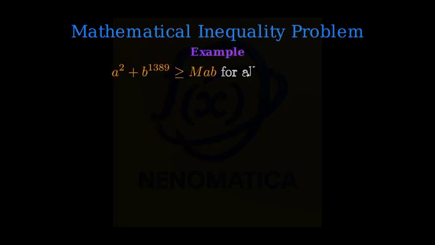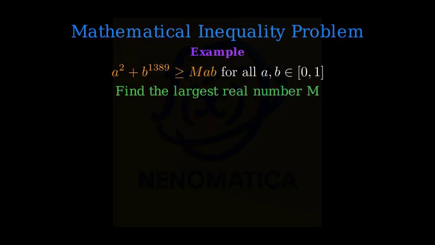Let's examine this mathematical Olympiad problem. We need to find the largest real number, m, such that the inequality a squared plus b to the power of 1389 is greater than or equal to m times a times b holds for all a and b in the interval from 0 to 1 inclusive.